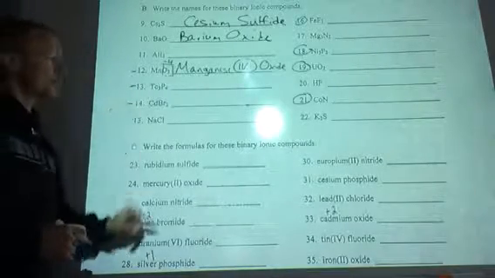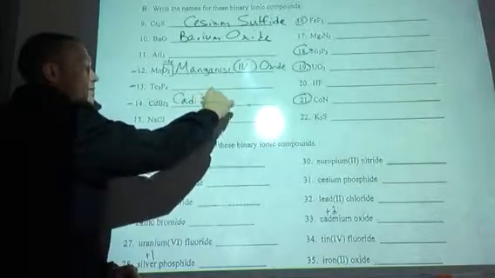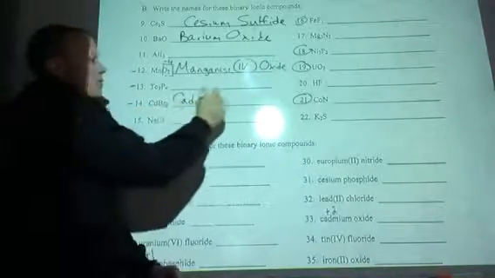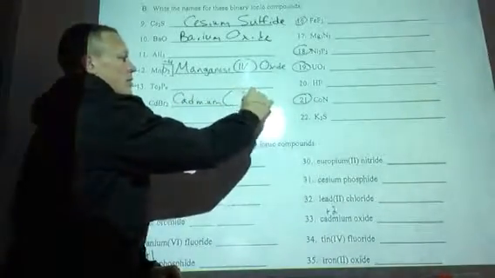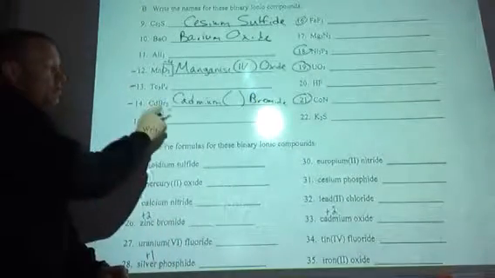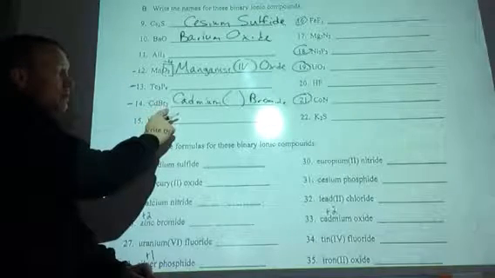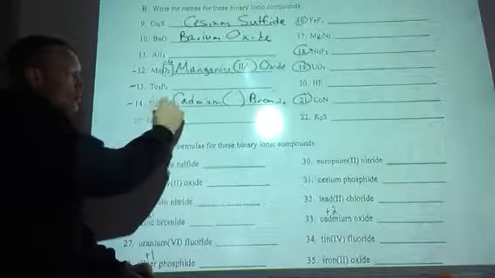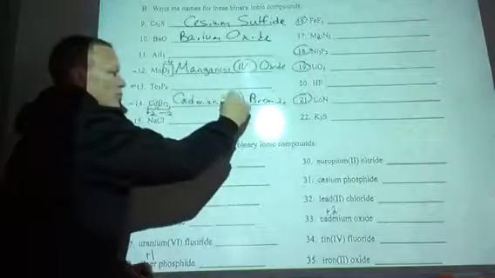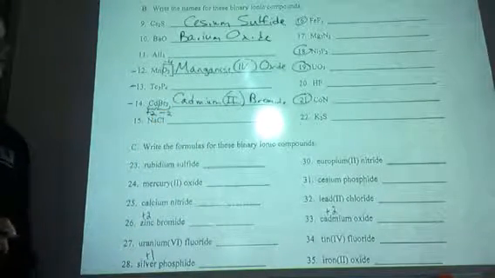I'm going to skip this one. Let's go down here. Cd is cadmium. And Br is bromine. Again, cadmium is a transition element, so we have to include a Roman numeral. Bromine becomes bromide. Again, look up bromine. Bromine is a negative 1 charge, but there are 2 bromines. So the total charge there is a negative 2. That means that cadmium must be a positive 2. So the Roman numeral is a 2. Remember, the Roman numeral tells you the charge on the first element. Okay, charge on the first element.